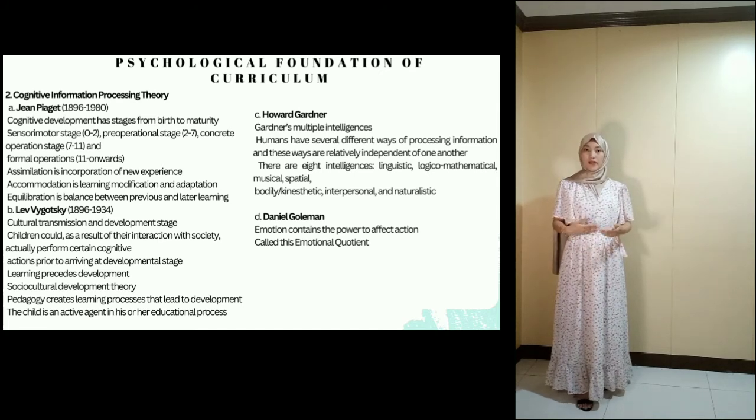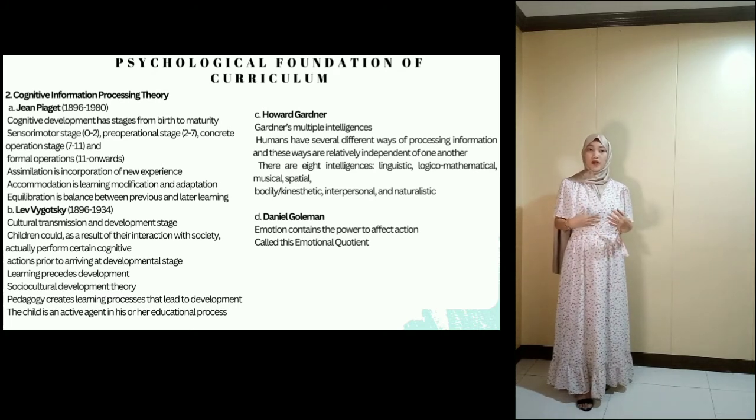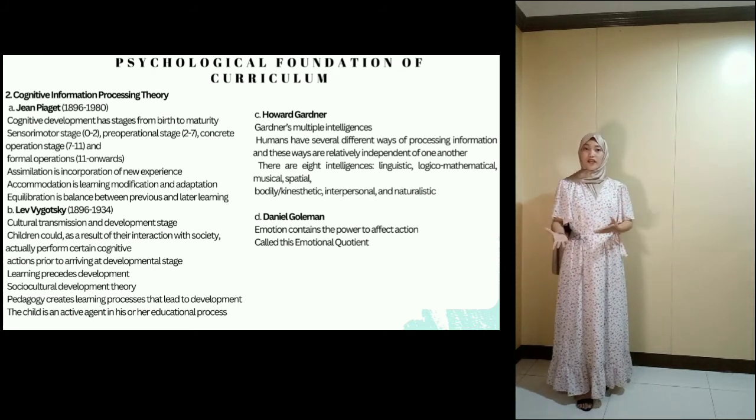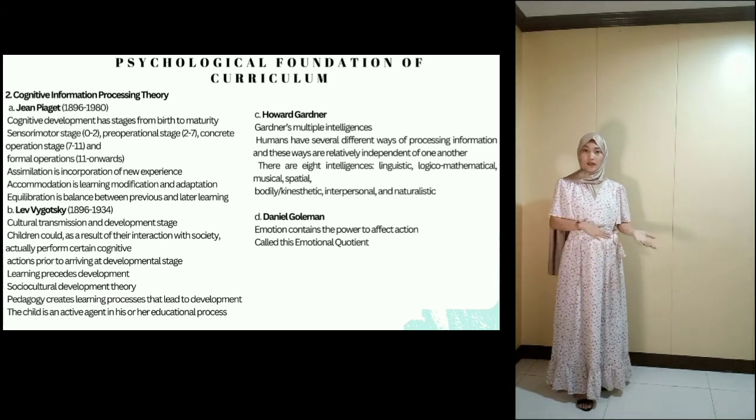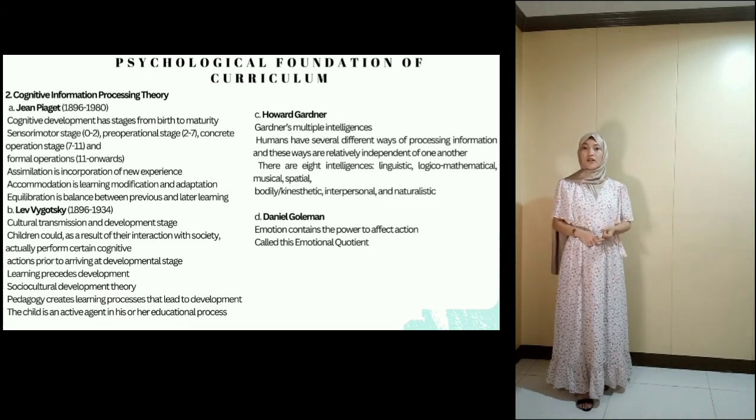Next is Howard Gardner. Howard Gardner's multiple intelligences: according to him, humans have several different ways of processing information, and these ways are relatively independent of one another. There are 8 intelligences: the linguistic, the logical-mathematical, the musical, the spatial, the bodily or kinesthetic, the interpersonal, and the naturalistic. And lastly, we have Daniel Goleman. According to him, emotion can contain the power to affect action, called the emotional quotient.